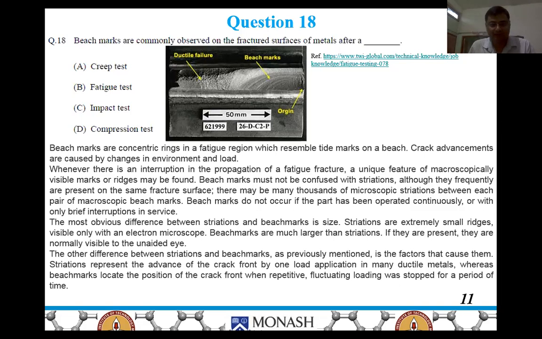The most obvious difference between striations and beach marks is size. Striations are extremely small ridges visible only with an electron microscope, and beach marks are much larger than striations. If they are present, they are normally visible to unaided eyes. The other difference is the factors that cause them. Striations represent the advance of the crack front by one load application in many ductile metals, whereas beach marks locate the position of the crack front when repetitive fluctuating load was stopped for a period of time.